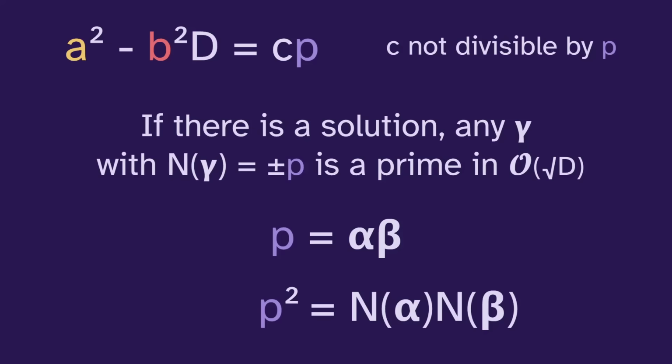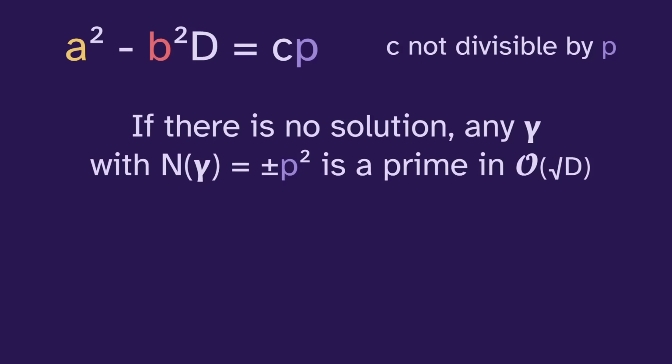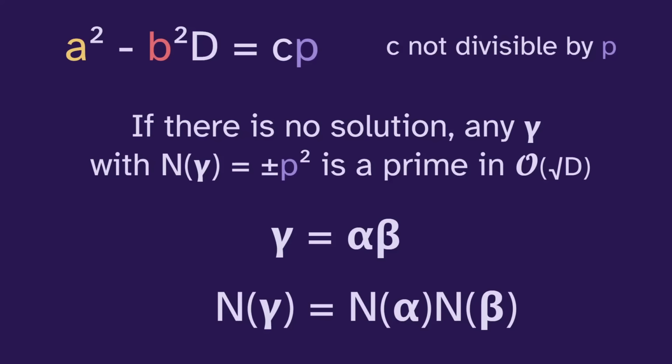and we've shown that there does exist at least one number with norm P. For the other case, if there is no solution, then any gamma with a norm of P squared is a prime. Let's assume that gamma is not prime, that it's alpha times beta, both not units. But then using that argument from before, alpha and beta must both have norm P. But that means we'd have a solution to the equation above, and we said that there's no solution, so gamma must be prime. And there is at least one gamma. P is an example of something with norm P squared.